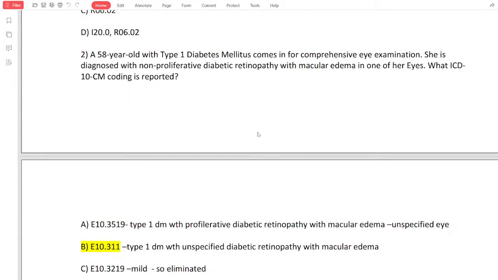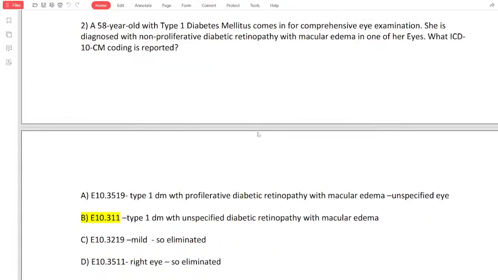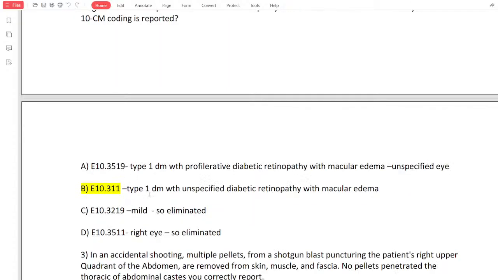Next is the second question. It is related to type 1 diabetes mellitus. A 58-year-old with type 1 diabetes mellitus comes in for a comprehensive eye examination. She is diagnosed with non-proliferative diabetic retinopathy with macular edema in one of her eyes. What ICD-10 code is reported? So here, the correct answer is in the E series, E section. E10.311 is the correct answer.